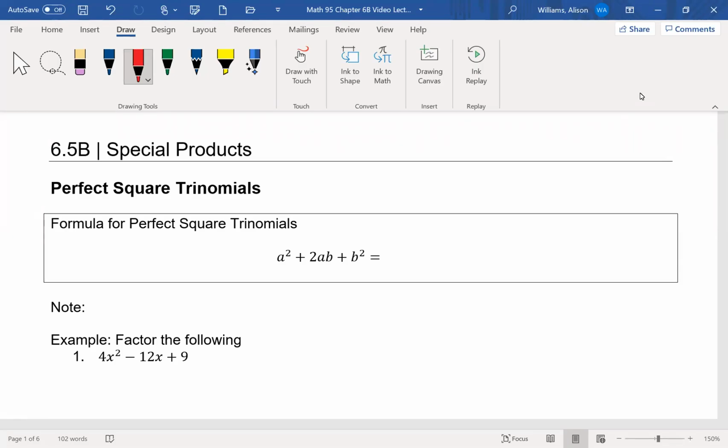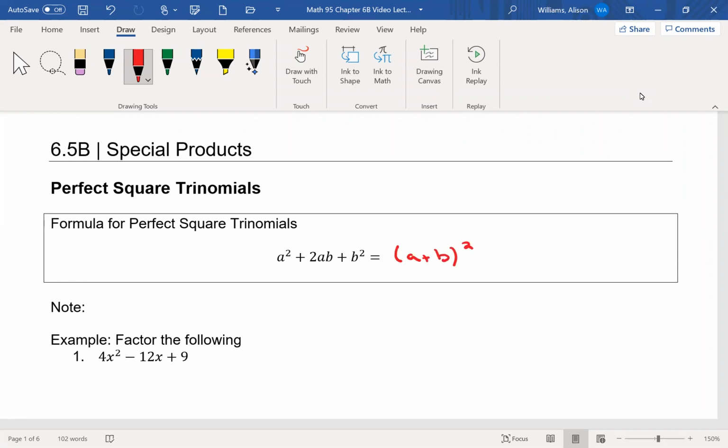In this video, we're going to talk about special products as they relate to factoring. We're going to focus on two of them. The first one is called perfect square trinomials. It does have a formula, which I want to go ahead and give you. Something in the form a squared plus 2ab plus b squared can be factored into a plus b squared.